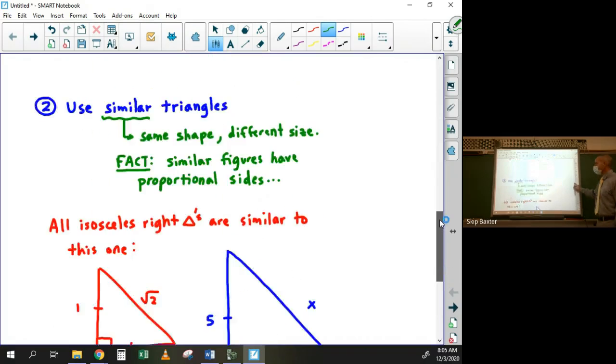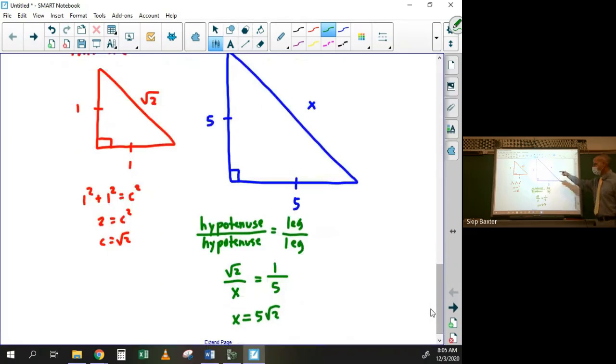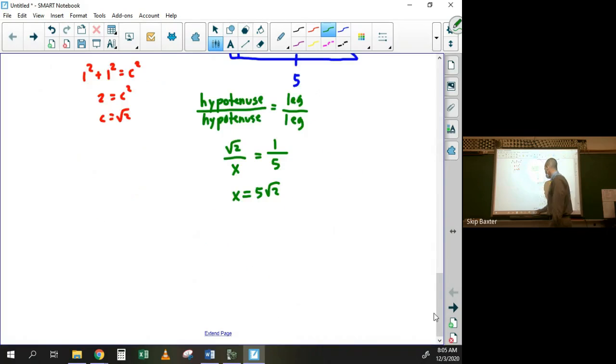Does that make sense? If you look up here, that's the answer we got. We got 5 radical 2. But I did a lot less work in this case. I just set up a quick little proportion between the sides of similar triangles. And the same thing goes for the other situation.